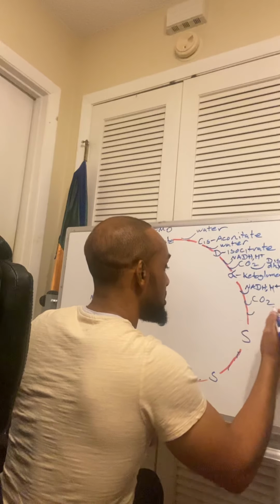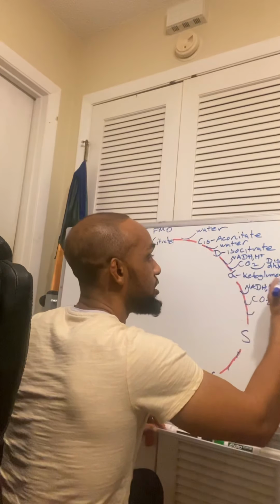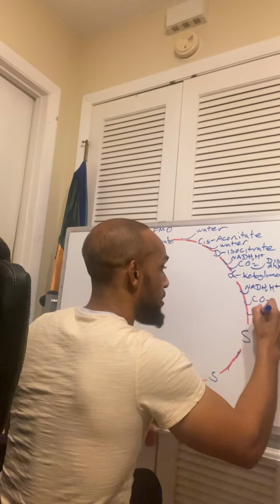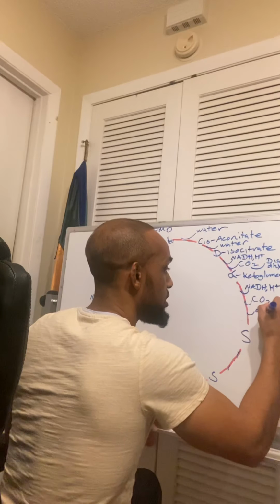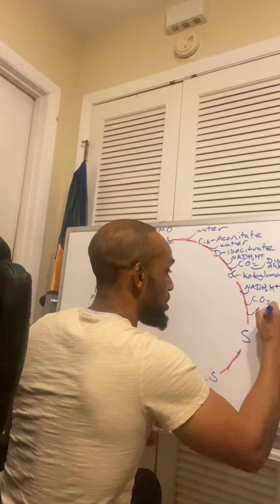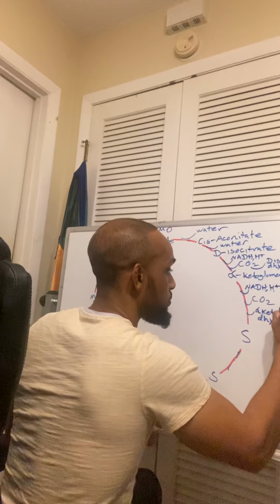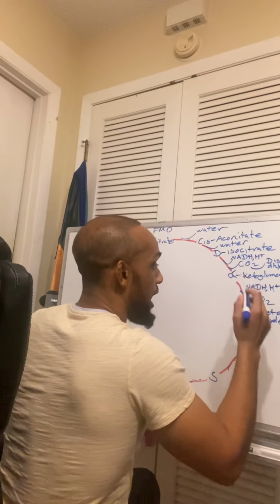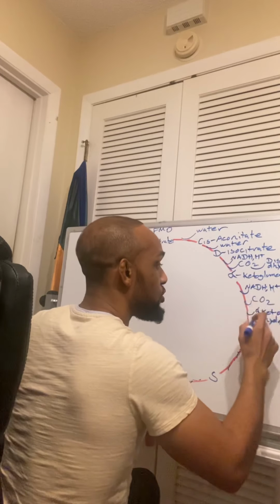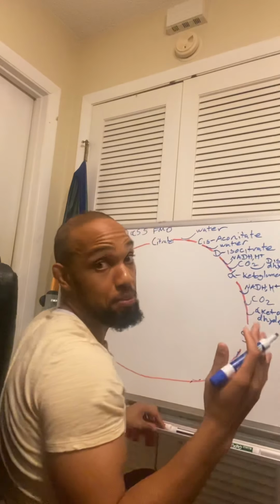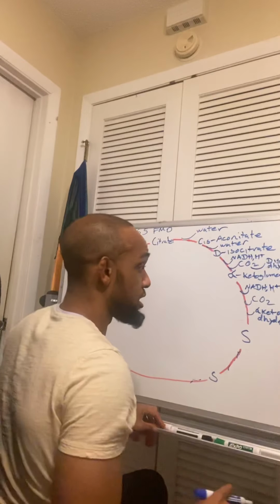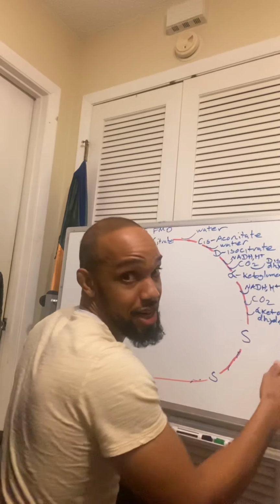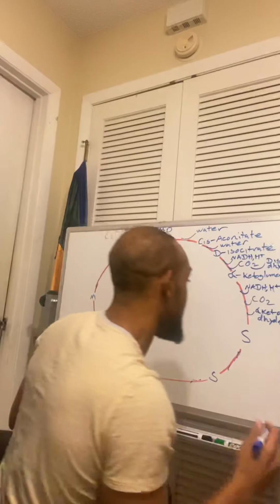Another dehydrogenase is going to act upon it, called alpha-ketoglutarate dehydrogenase. So we're just going to write it shorthand: alpha keto dehydro. And again, that's shorthand for alpha-ketoglutarate dehydrogenase. Ooh, I butchered that, but that's basically what it is. That is a tongue twister. Please forgive me for that.